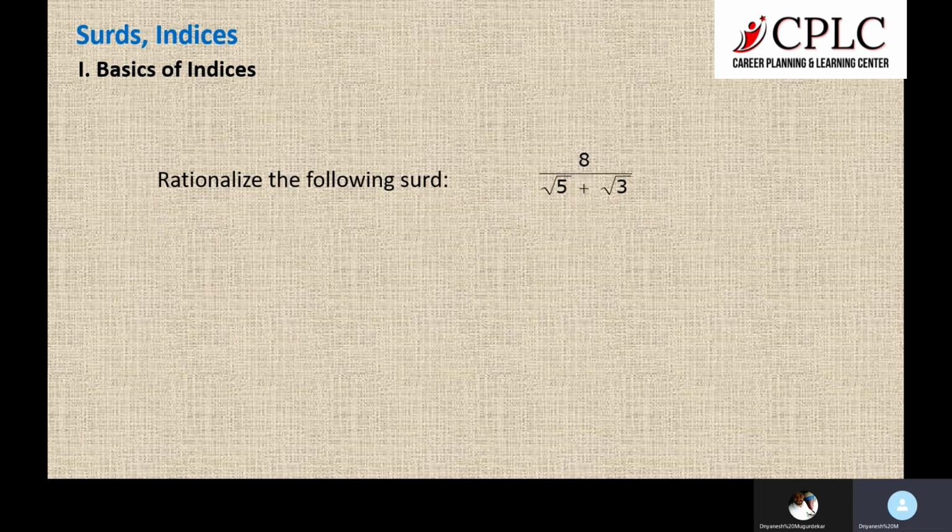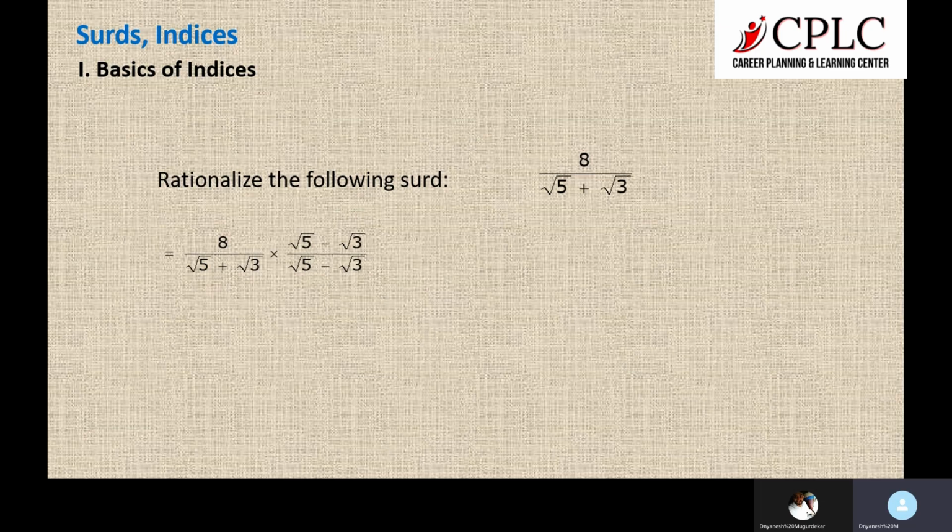Then after this, there is something called rationalization. Rationalization is nothing but multiplying by the conjugate on both numerator and denominator. Conjugate sounds like a fancy word. All you have to do is change the sign. So if this is the surd, 8 upon root 5 plus root 3, the conjugate of that is root 5 minus root 3. So we'll multiply by root 5 minus root 3 on both numerator and denominator.